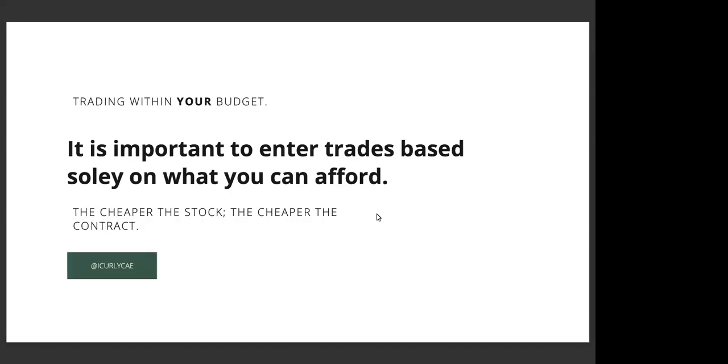So first and foremost, it is very important to trade within your budget. You want to enter trades based solely on what you can afford. And keep in mind, the cheaper the stock, the cheaper the contract. Ray and I get a lot of people who ask how to find trades that are within your budget. You can utilize Finviz to search criteria, search for stocks that are inexpensive, and the cheaper the stock, the cheaper the contract is going to be.